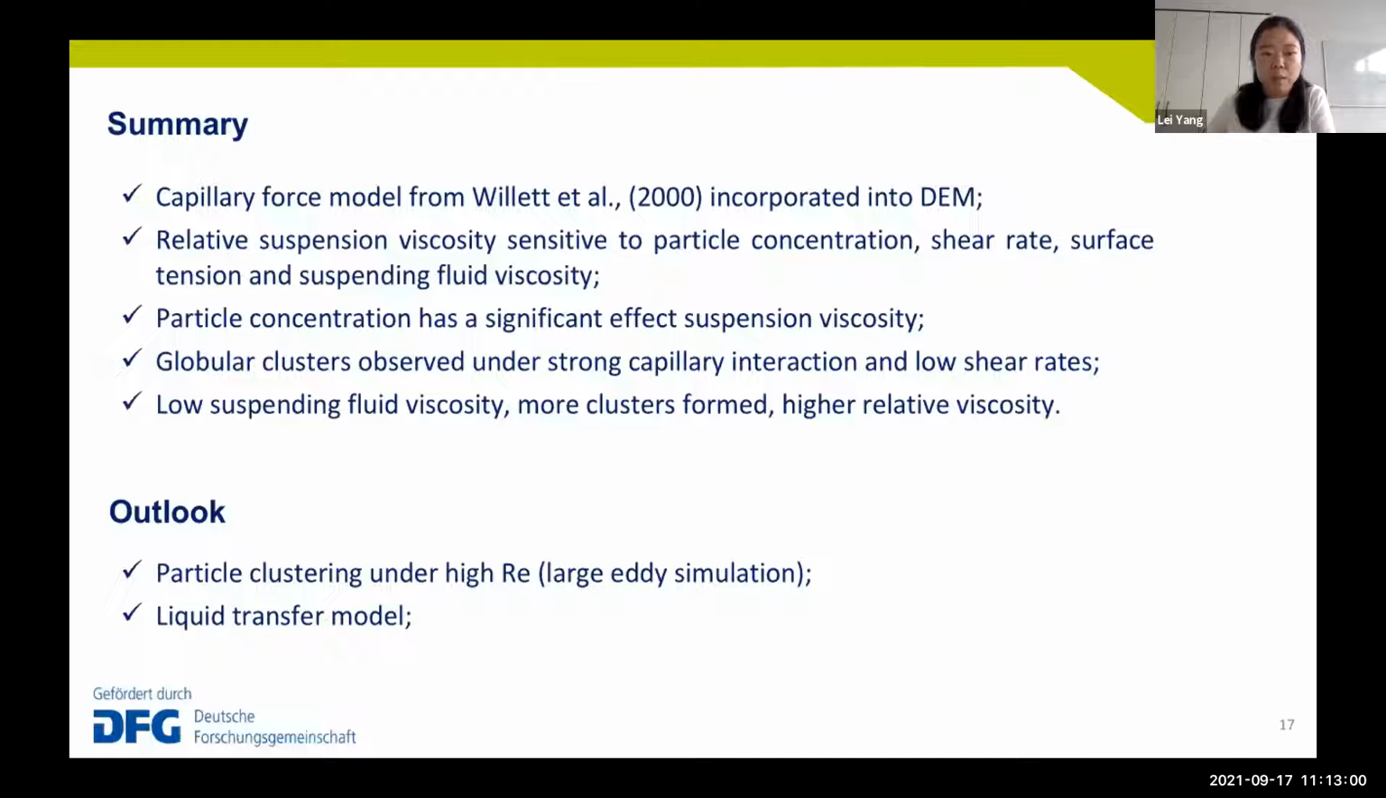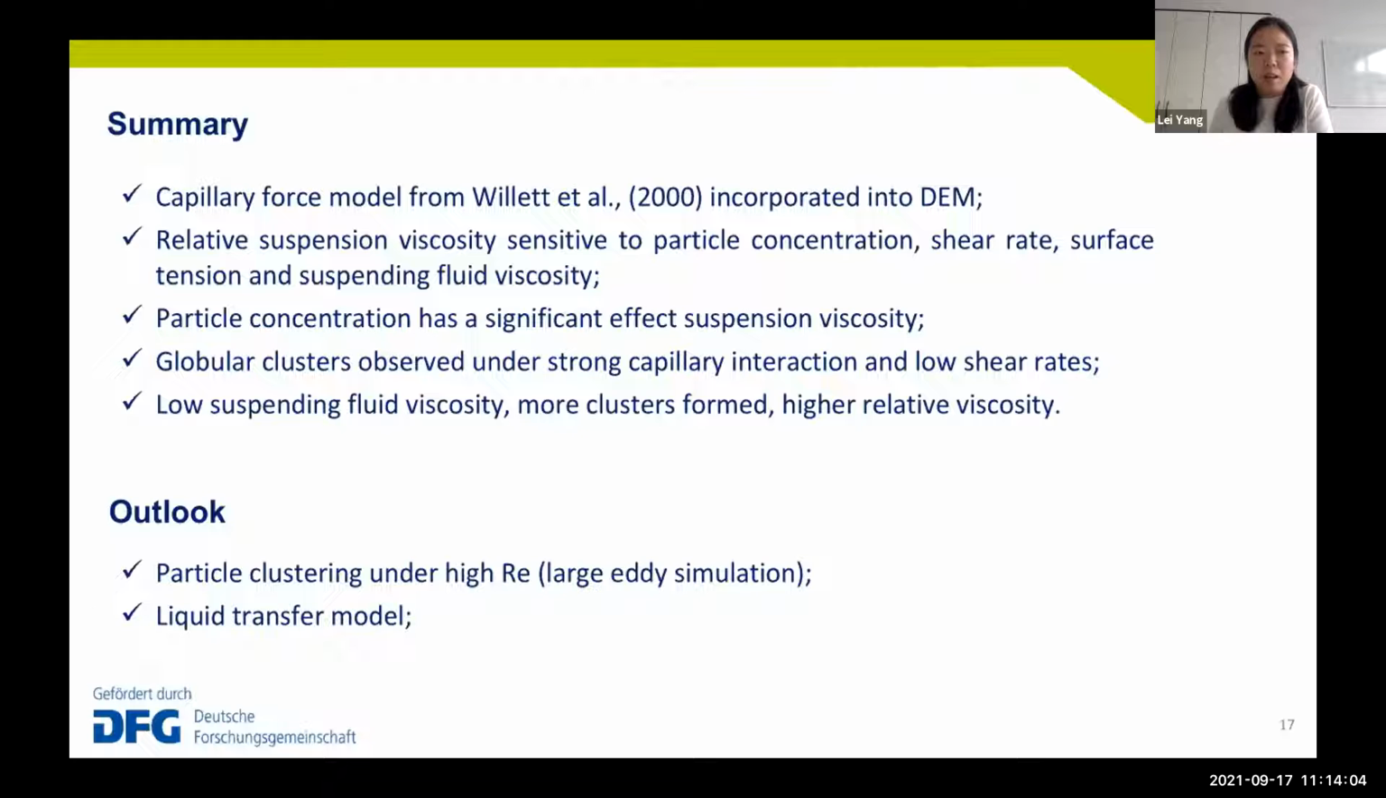So to make a summary, we have imposed the capillary force model from Willard into our discrete element simulation method. And we found the rheological behavior of the suspension, such as the relative suspension viscosity, is quite sensitive to particle concentration, shear rate, surface tension, and also the suspending fluid viscosity. The particle volume concentration has a quite significant influence on suspension viscosity. The suspension viscosity is higher with increasing particle concentration. Under strong capillary interaction and lower shear rates, globular clusters are observed, while at low suspending fluid viscosity, we observe more clusters, which leads to higher relative suspension viscosity.